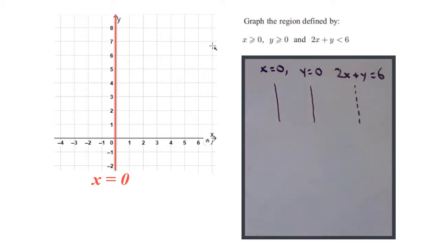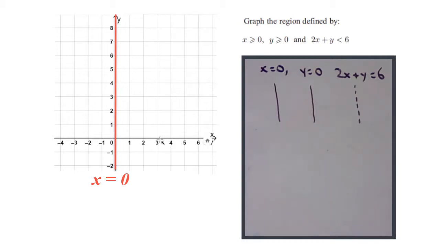Right, then we need to think about shading. We are interested in x being greater than or equal to 0. That's the bit we want. So that would be the right hand side. Here, all the way along this line, x is 0. So the wanted region is the other side.